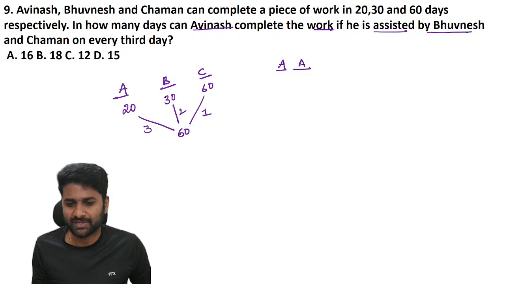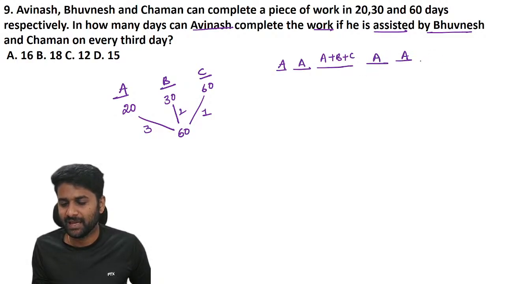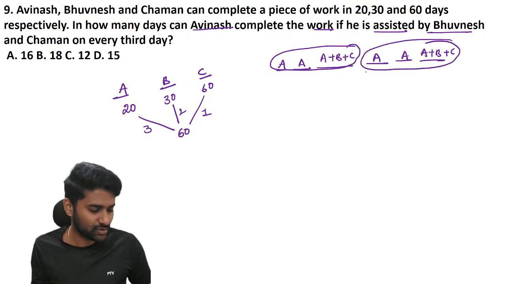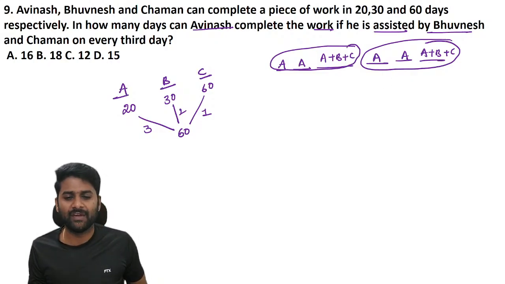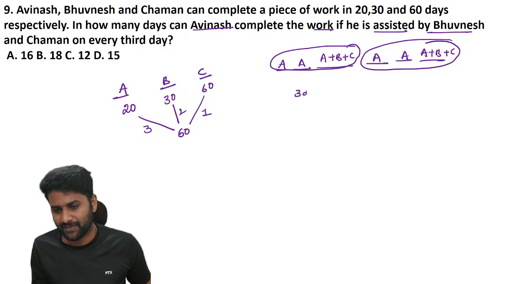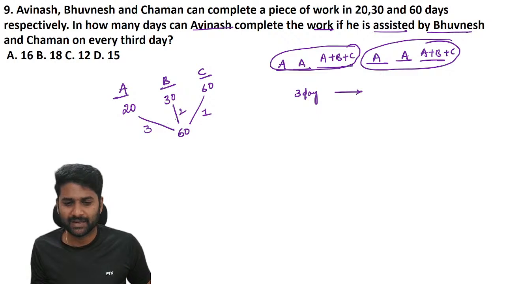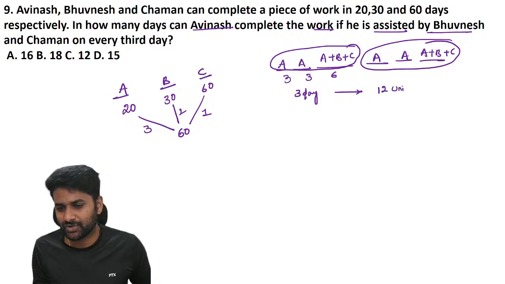It means day 1 is Avinash, day 2 is Avinash, and day 3 is Avinash, Bhuvanesh, and Chaman. Again, fourth day A, fifth day A, and sixth day A plus B plus C. See, what is your understanding? Every 3 days the efficiency is the same, so the number of units in every 3 days is the same. Day 1 A 3 units, day 2 3 units, day 3 3 plus 2 plus 1 is equal to 6 units. Now in 3 days they complete 12 units.